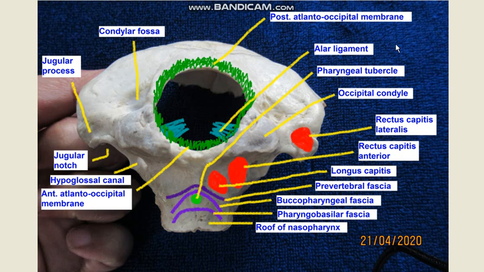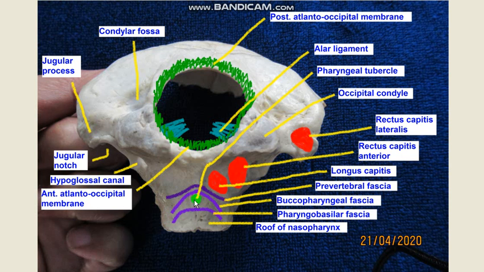Hello everyone, welcome back to our studies of the occipital bone, and we have already gone through the squamous part of the occipital bone. So now we are left with the basilar part and the condylar parts. Now the basilar part has got an upper surface and a lower surface, and here you can see the inferior surface of the basilar part of the occipital bone.